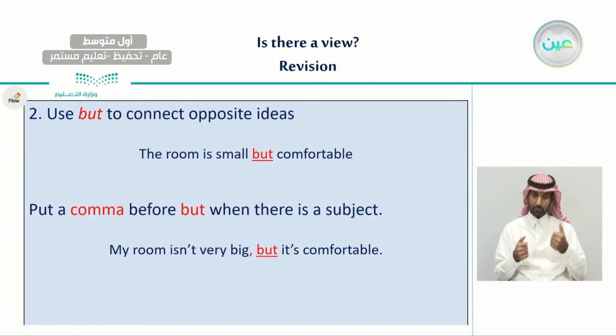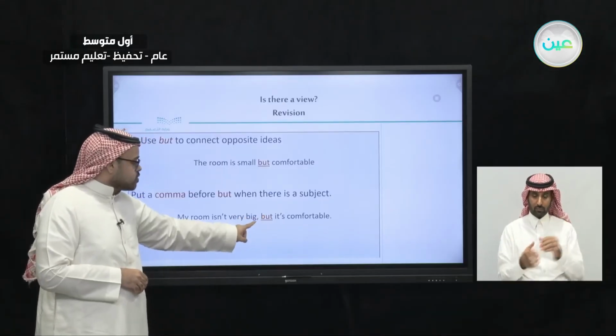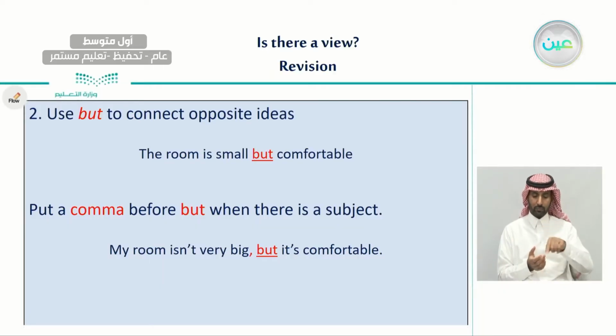And also we use comma even with but before there is a subject. For example, my room isn't very big, but it is comfortable. So this is a subject, and with subject we use comma, but, and the rest of the word.